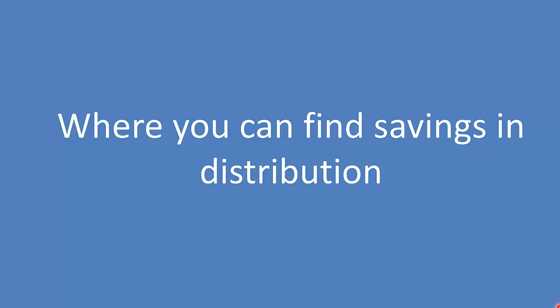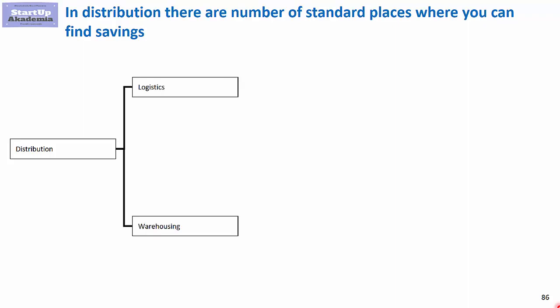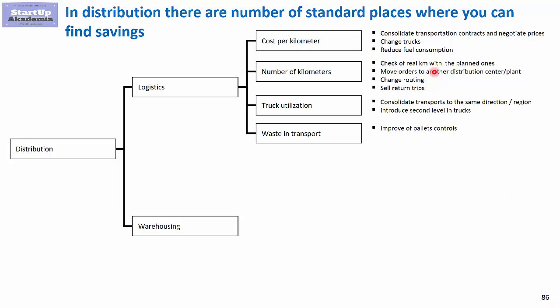Where you can find savings in distribution. When we are talking about distribution, we can actually look separately at two things, so logistics and warehousing. So in the case of logistics, we would have the following drivers. So first of all, you can look for reduction in the cost per kilometer. It can be achieved through consolidation of the transport contracts and renegotiating the prices.